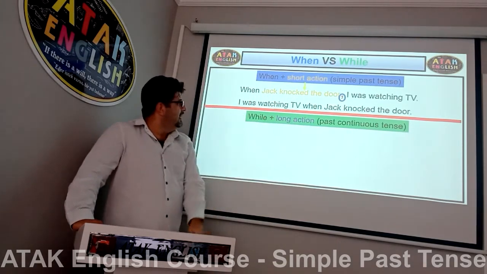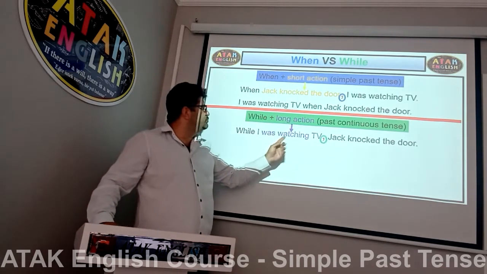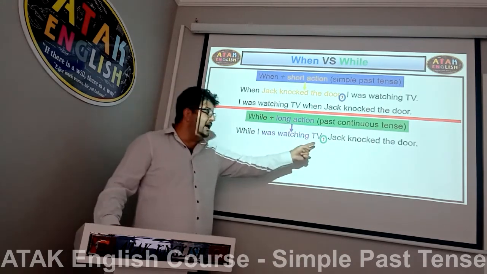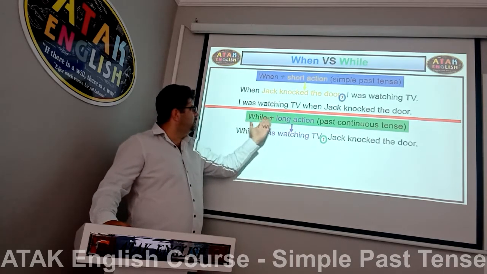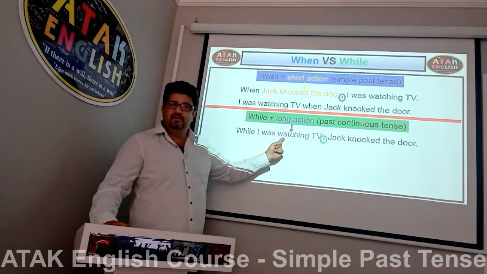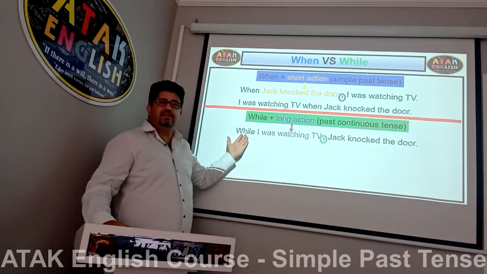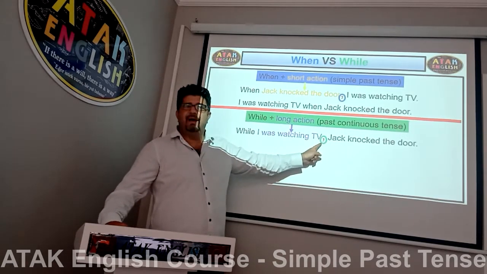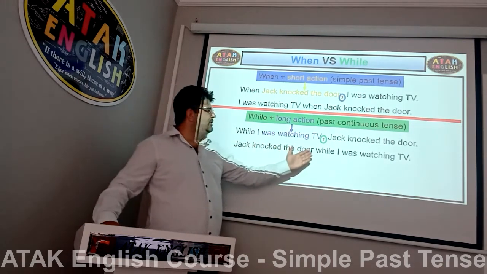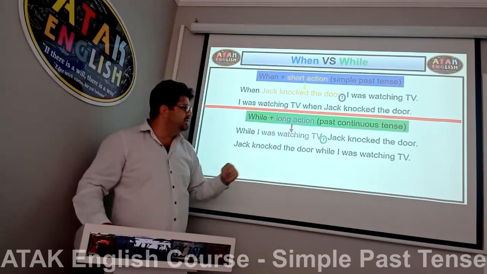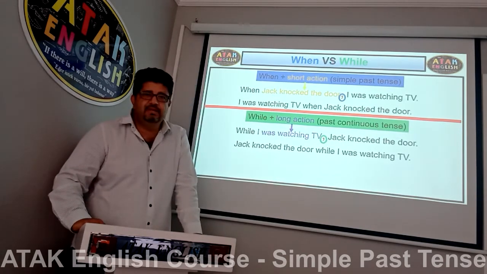Let's see the while clause. Here comes the example. While I was watching TV, comma, Jack knocked the door. As you can see, after while, there's a long action. Watching TV is a long action. It's a continuous action. And because the while clause is at the beginning of the sentence, we have to use a comma. Let's turn it around. Jack knocked the door while I was watching TV. There's no comma. Why? Because the while clause is in the middle of the sentence. And in meaning, there's no difference.